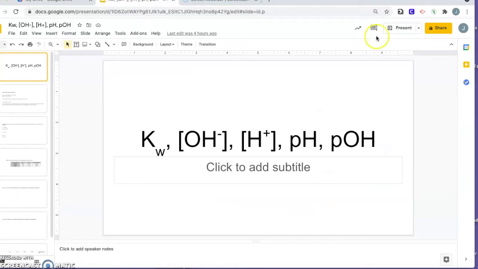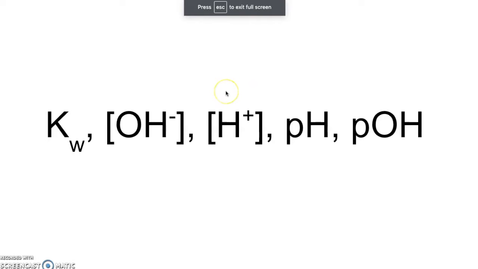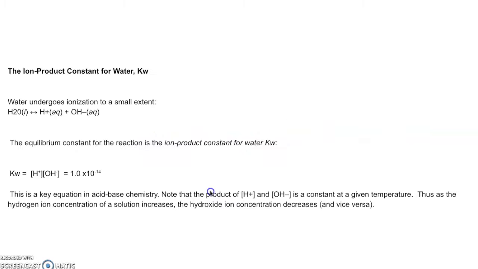Right, so as we move on talking about acids and bases, we're going to talk about some calculations, and this looks like a lot, but I promise it's not a lot. Kw, hydrogen ion concentration, hydroxide ion concentration, pH, and pOH. So first off, what is Kw?